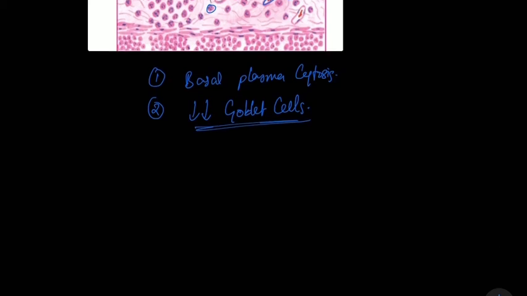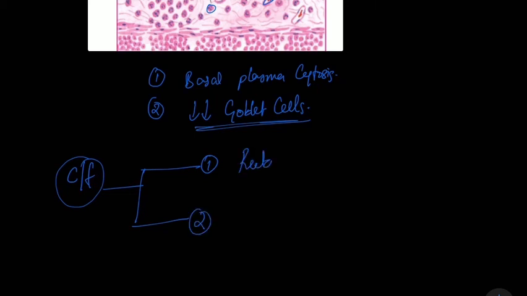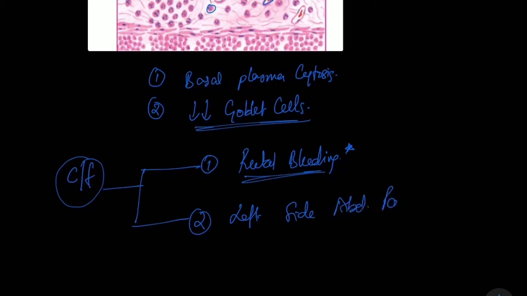Now let's come to the clinical features. We have two clinical features for your ulcerative colitis. The first is rectal bleeding. This is one way to differentiate between your Crohn's and ulcerative colitis. And the second thing that we see is your left side abdominal pain.